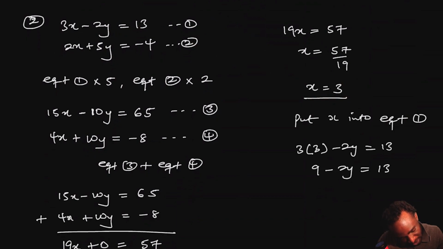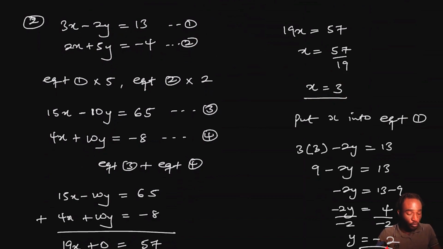And then we can take this to the right hand side. So we can just do some simplification. We have minus 2y is equal to, we take this to the right hand side, it subtracts. So we are going to get 13 minus 9. 13 minus 9 is 4. And then we divide by minus 2. We divide also the right hand side by minus 2. And we are going to get over here, y is equal to minus 2.